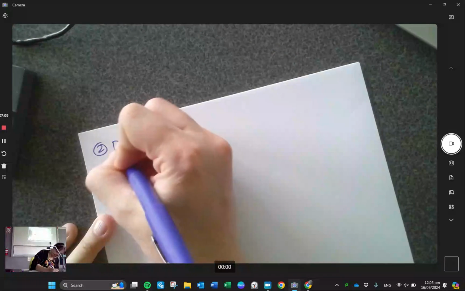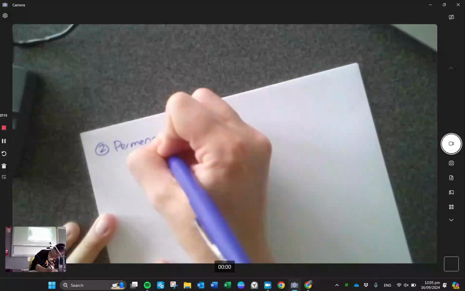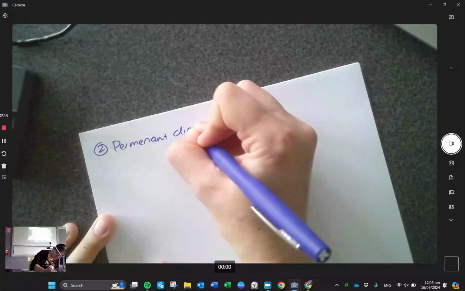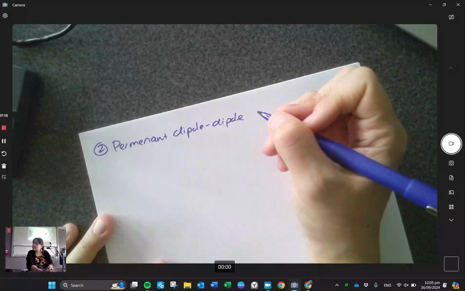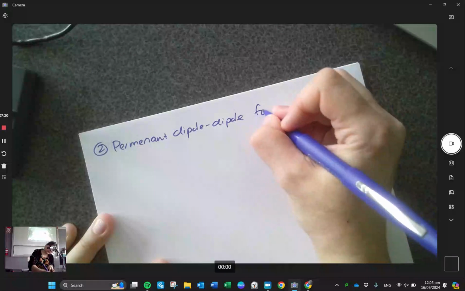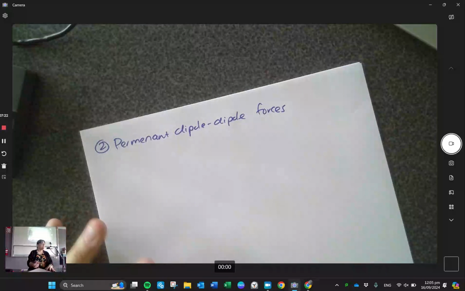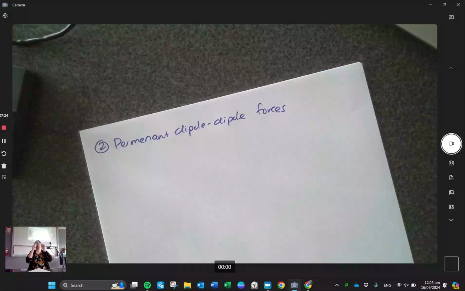All right. Next thing we are thinking about are permanent dipoles, dipole interactions. In this case, we are talking about things that are polar molecules. Dipole forces. So it's what you think the word permanent means. It's always going to have an unequal distribution of charge.